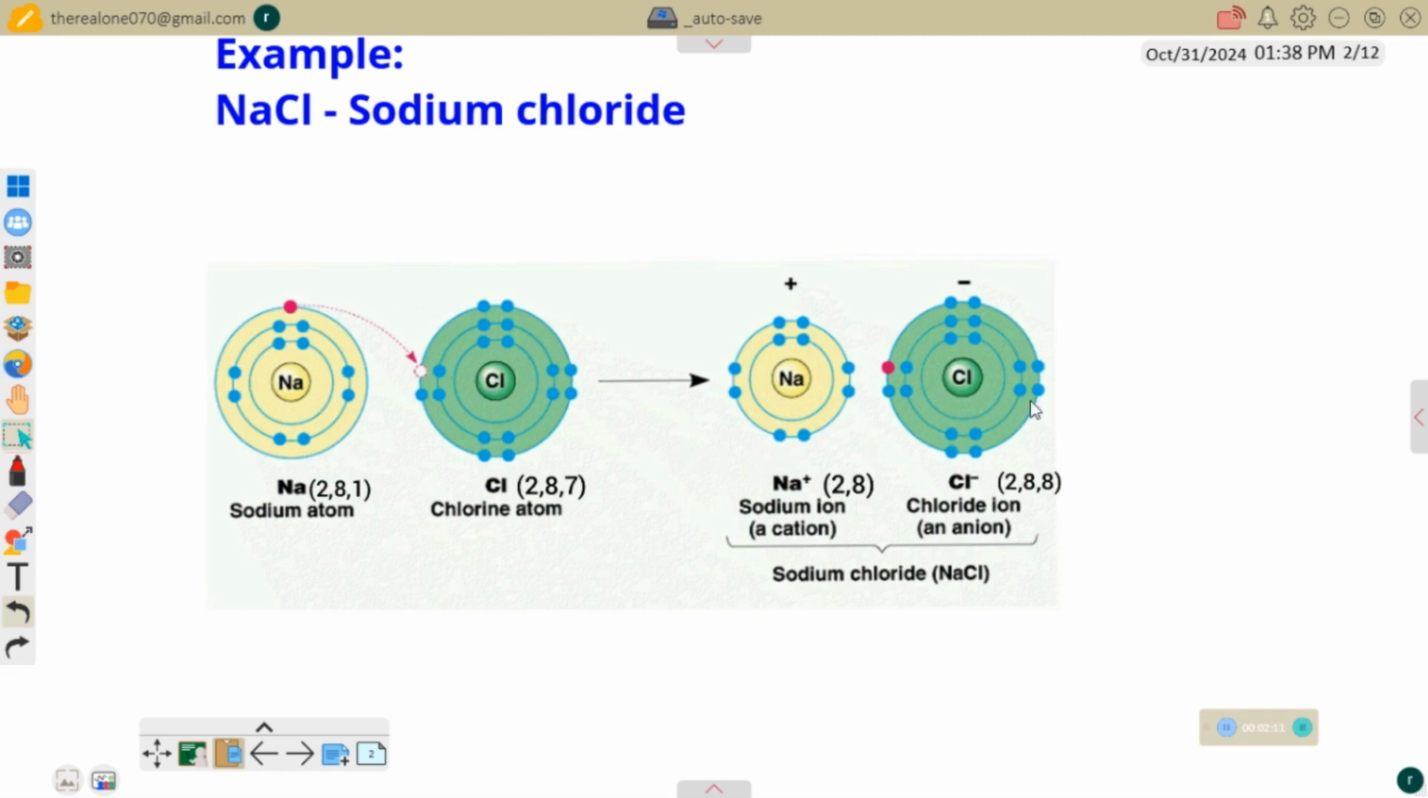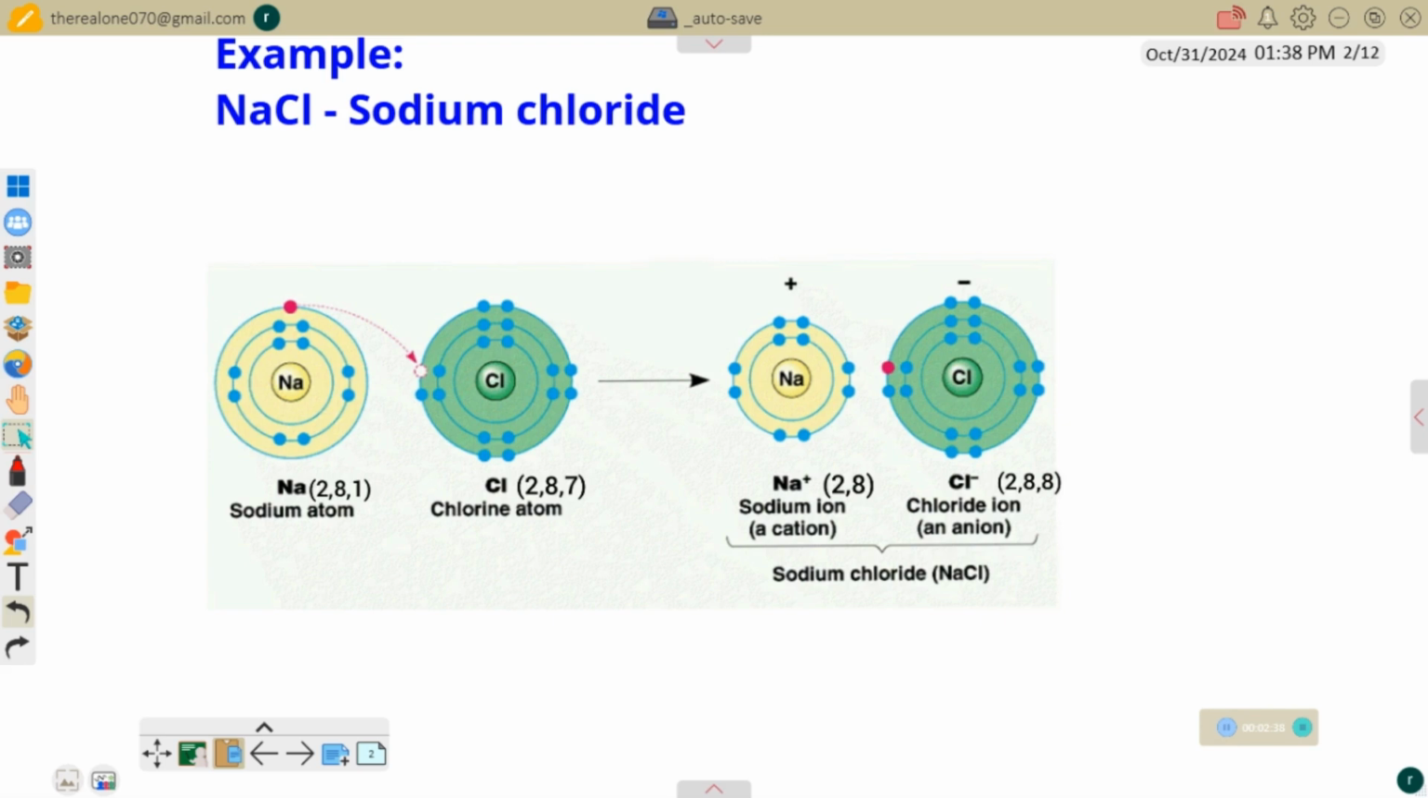Thereby, the resulting compound will become sodium chloride. So at the end of the day, the atom of sodium becomes an ion, which is a cation. So we don't have the outermost electron anymore in the sodium. So we are left with 2,8. And then in the chlorine atom, we now have 2,8,8. That is, the 3 shells are now filled up.